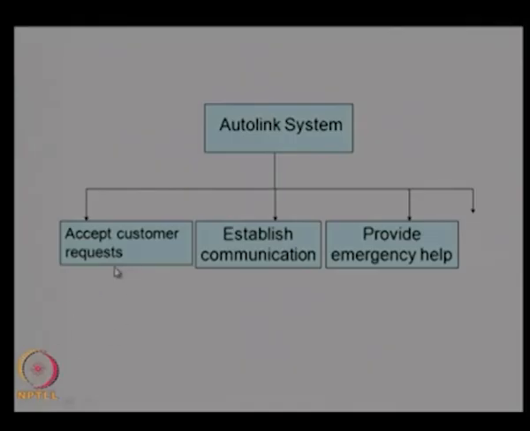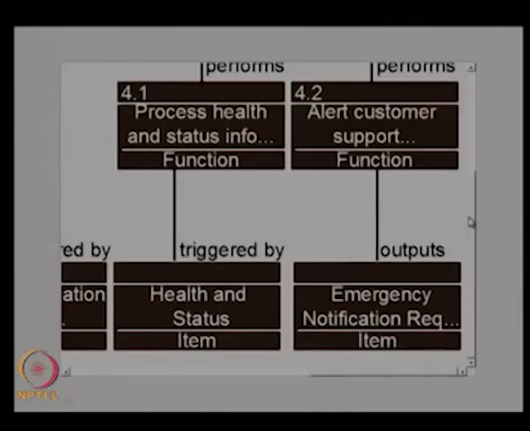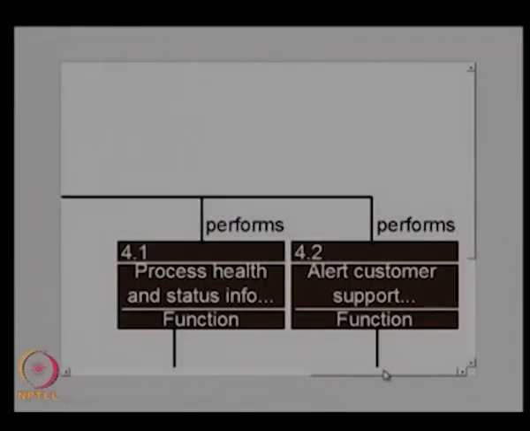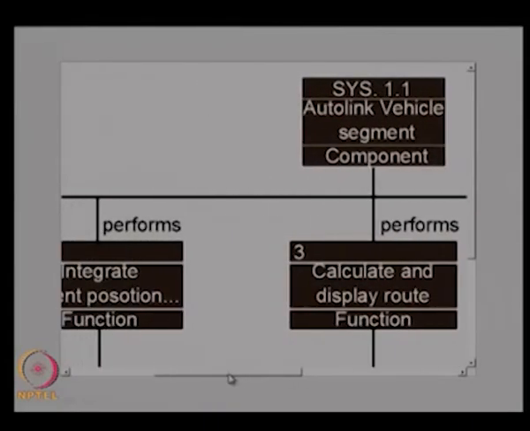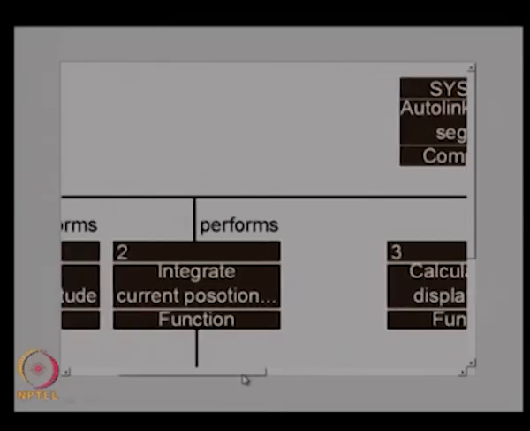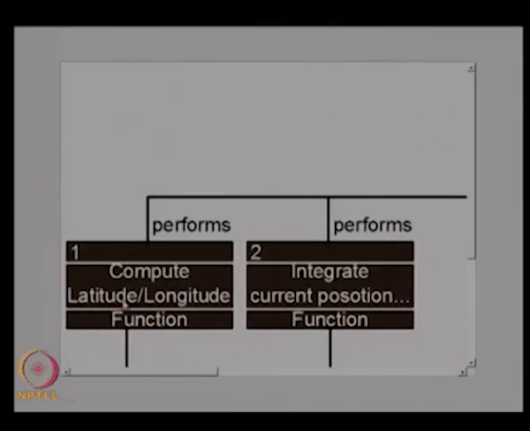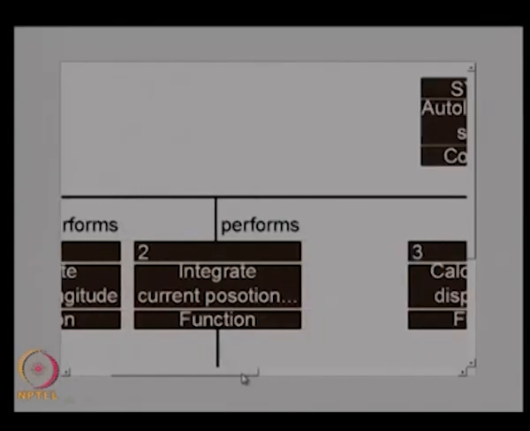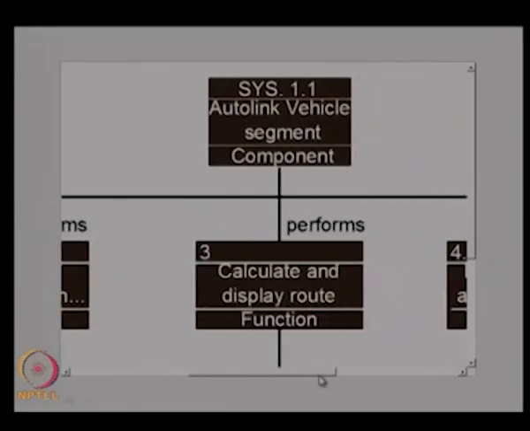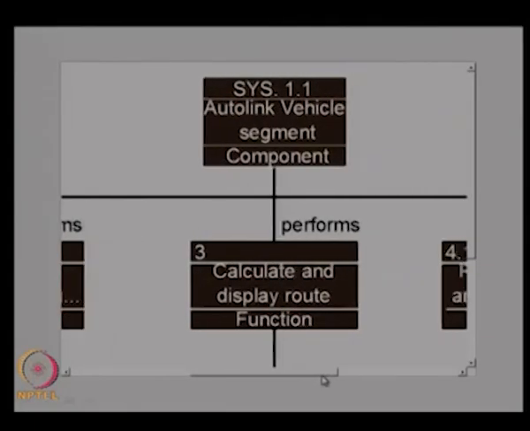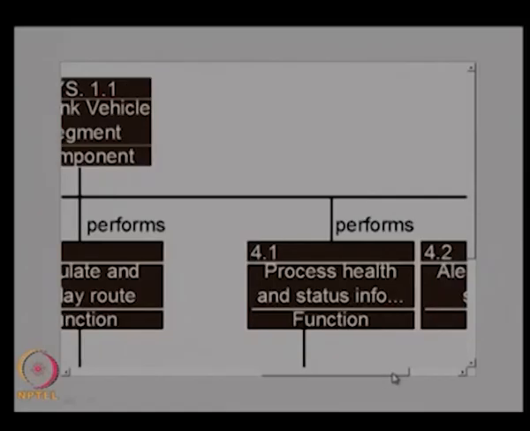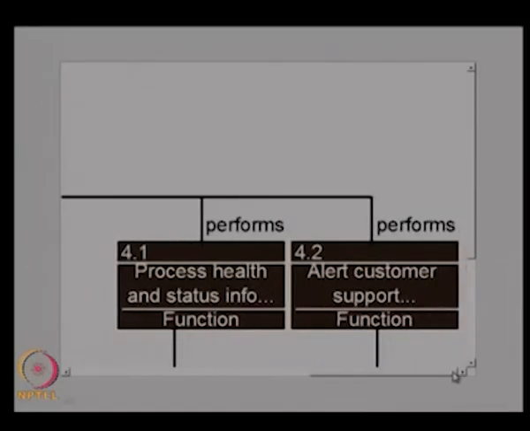You can decompose this into sub functions until we reach the lowest level of function. We will keep on decomposing the functions. This shows a diagram of the functional decomposition. So, this is the Autolink vehicle component function, then compute latitude longitude is a function, then integrate the current position is a function, calculate and display route is another function, then process health and status information is another function, then alert customer support is another function. So, these are the functions.